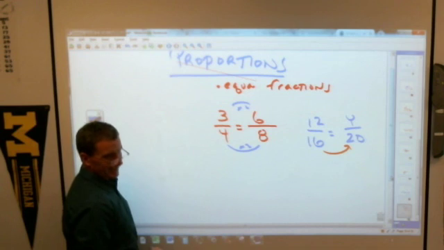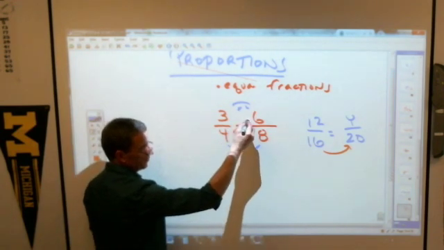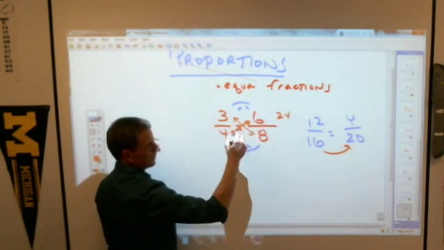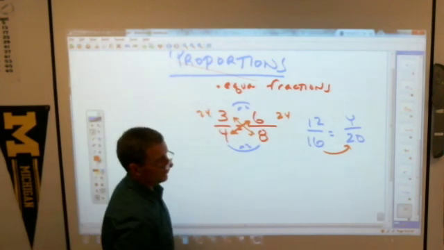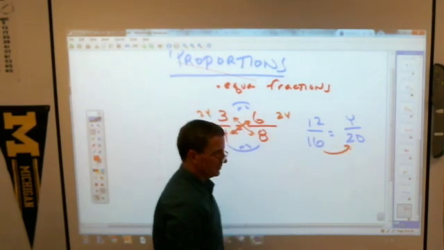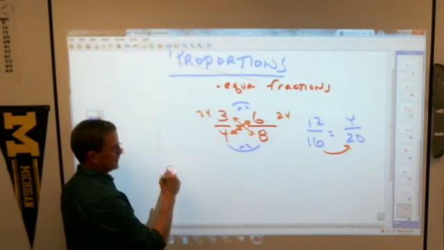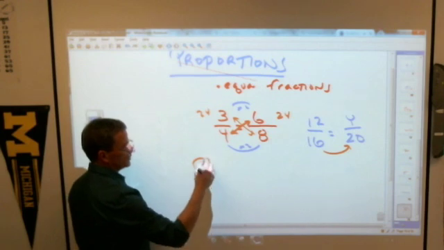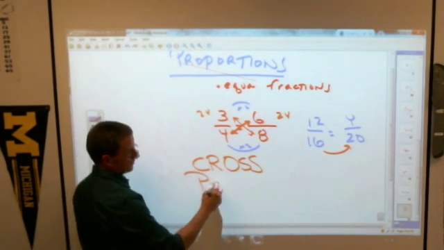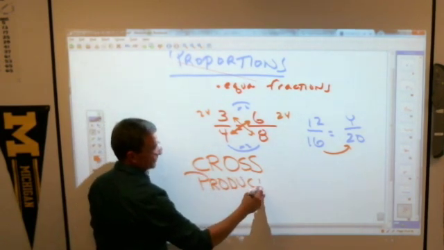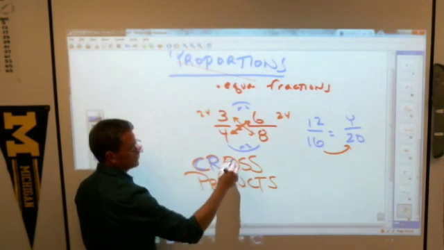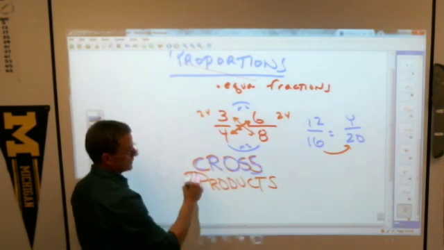One thing you know about fractions is that their diagonals, when you multiply them together, are equal. 4 times 6 is 24, and 8 times 3 is 24. So if you can figure out what number times 16 gives you the same number as 12 times 20, you're going to have your answer. We call that, write this down in big letters, cross products. You want to decorate this word as best you can. Cross products.